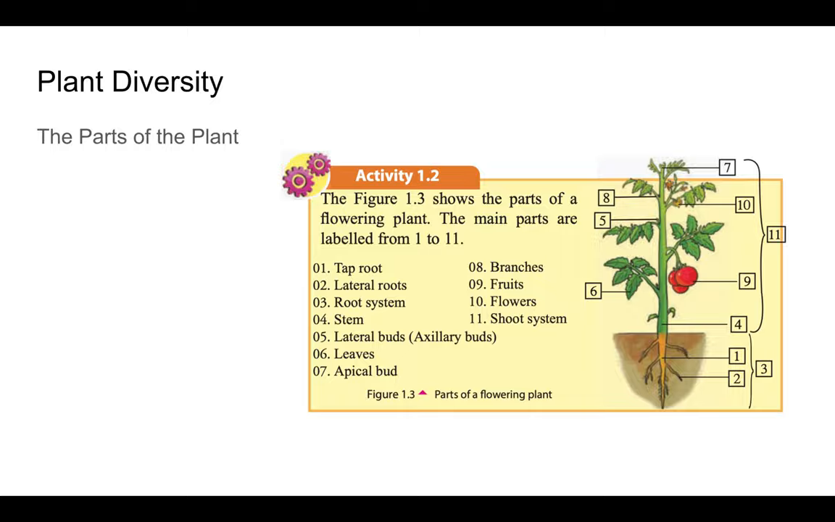Eight, branches. Branches bear flowers, leaves, and fruits. Nine is fruits. Flowers produce fruits. Fruits produce seeds. Seeds produce plants. That is the cycle of the plant. Ten, flowers. Flowers produce fruits. Eleven, the shoot system. The shoot system is everything that is above the soil.